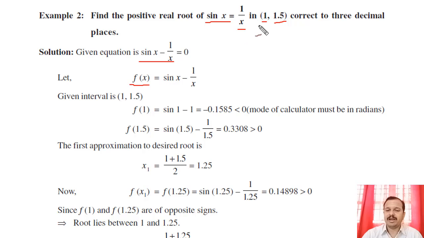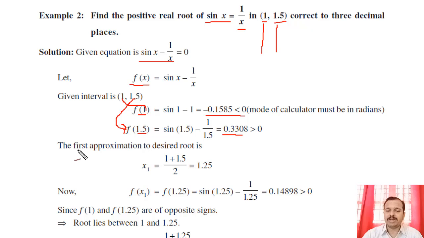Now the given interval is a to b, that is 1 to 1.5. Find the value of f at 1. The answer is this much, which is negative. And find the value of f at the next point, 1.5. The answer is this, which is positive. So when the values of f at these two points are of opposite sign, we say that the root lies in between 1 and 1.5.